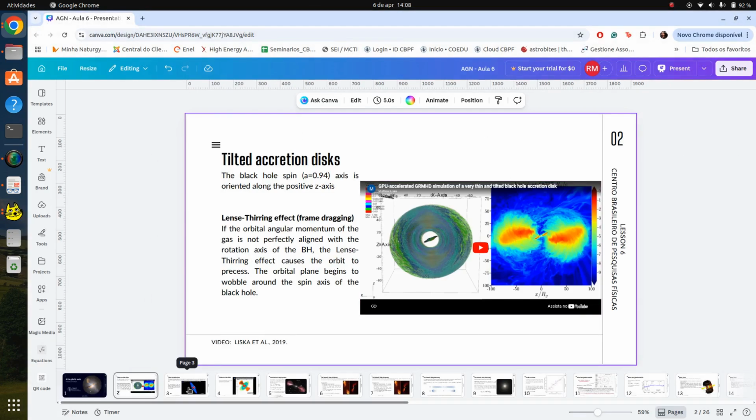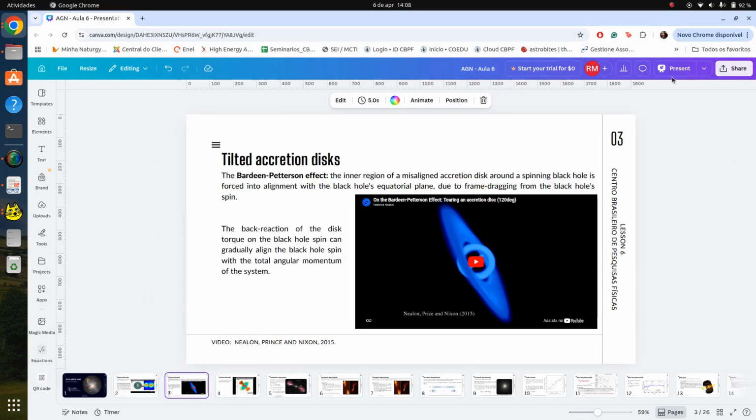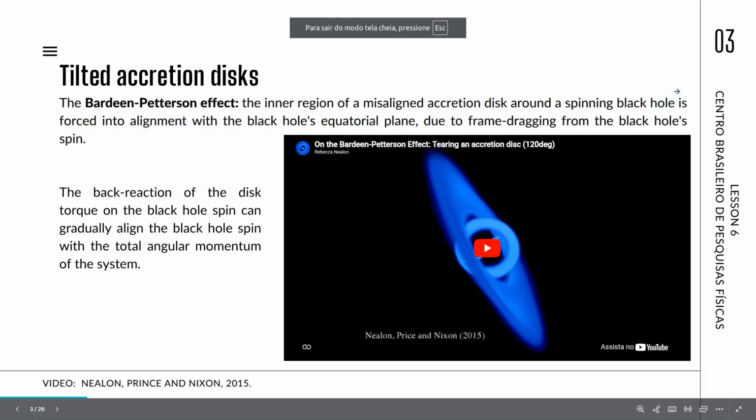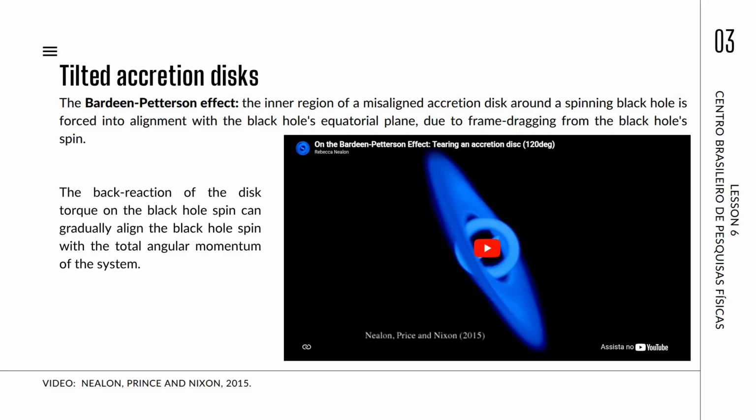Okay, I have another one here. This is for the Bardeen-Petterson effect. And over time, so this time again, the spin of the black hole is in the vertical. And if the disk is tilted, over time, the influence of the disk on the black hole can make the spin axis of the black hole change, okay? Just to conserve the momentum of the whole system.